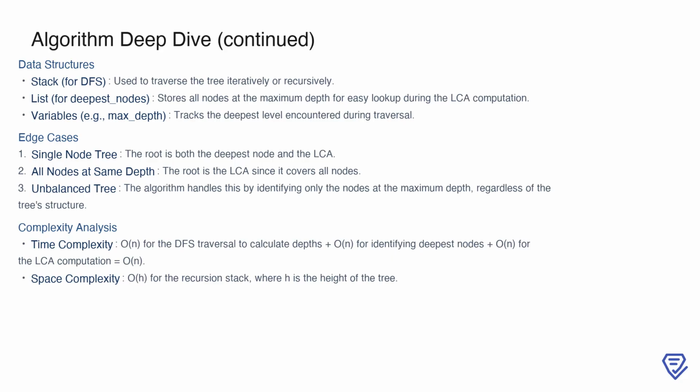The space complexity is O(h), where h is the height of the tree, due to the recursion stack used during DFS. This makes the solution scalable and well-suited for binary trees of varying sizes and shapes.